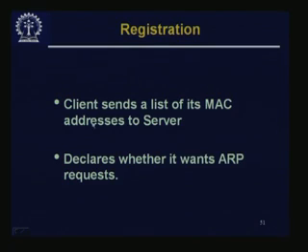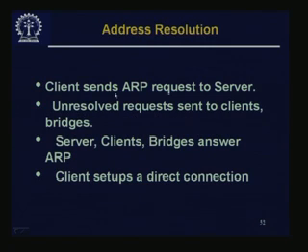Then it does a registration. The client sends a list of its MAC addresses to the server and declares whether it wants ARP requests. These have to be known to the server so that the server can give the service to other nodes connected to that network. Now, how do you do address resolution? The client sends an ARP request to the server, and unresolved requests are sent to the client's bridges. The bridges answer the ARP, and the client sets up a direct connection. So, this is how a connection is set up.